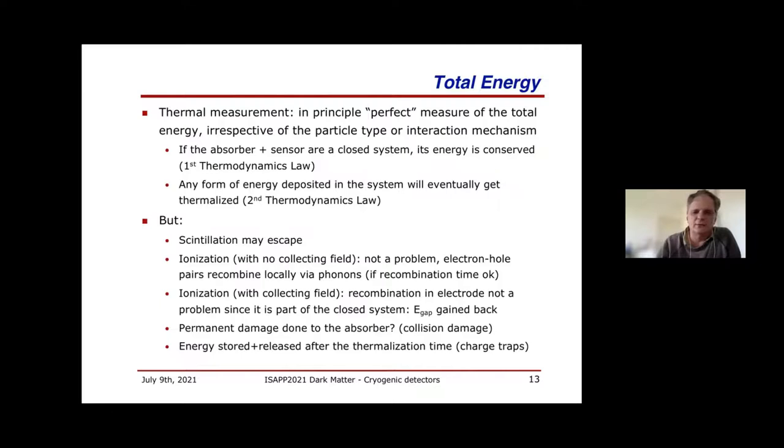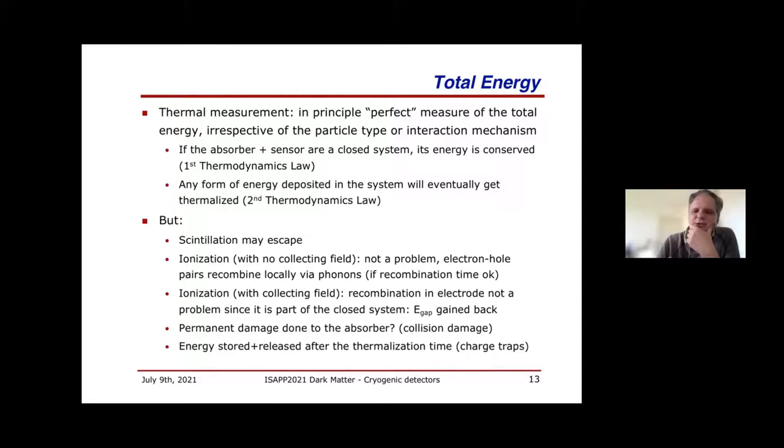At the beginning, when people applied fields to bolometers, they started to worry about the fact that if you collect the charge, you don't get back the gap energy. But if you collect the charge in an electrode which is in direct contact, in thermal contact with your detector, then your electrode is part of your closed system and you don't have to worry, you will gain back that energy. But what you can worry about is if your collision is not just due to an electron, but is due to the impact of a nuclear recoil, then you can have permanent damage, which lasts for much longer than your thermalization time, and then that energy will escape.